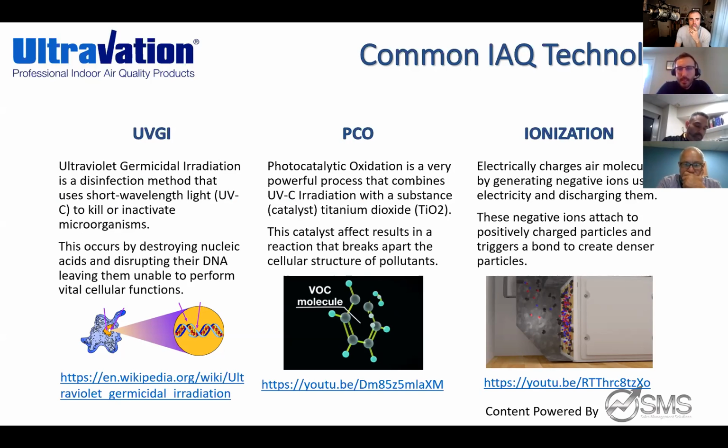PCO. PCO is photocatalytic oxidation. It is a very powerful process that combines UVC radiation with a substance catalyst, titanium dioxide, which is referred to as TiO2. This catalyst effect results in a reaction that breaks apart the cellular structure of pollutants. So we do have a short video that's going to give you a little visual representation of what happens when PCO is taking place.